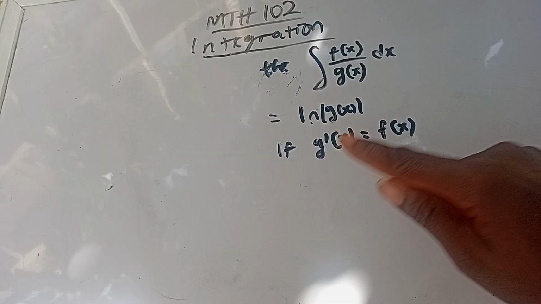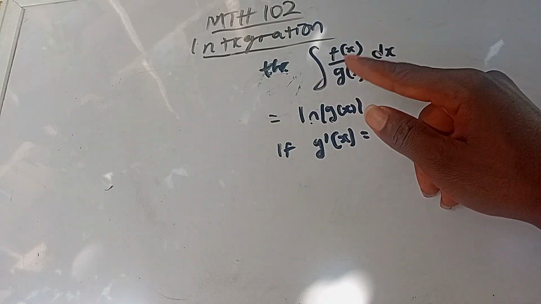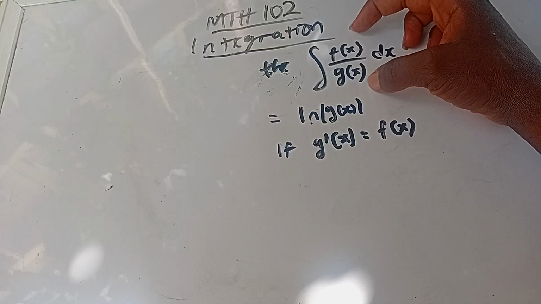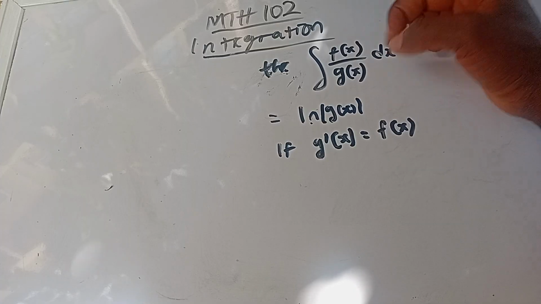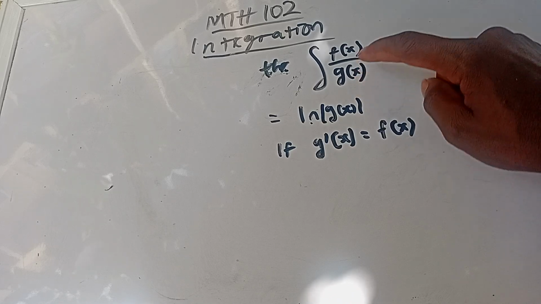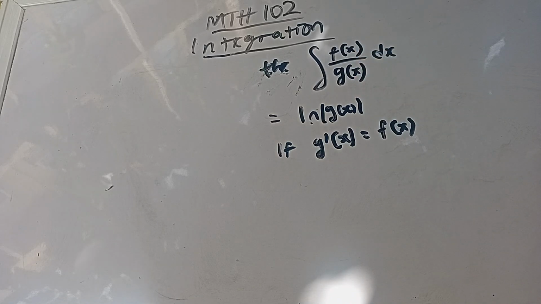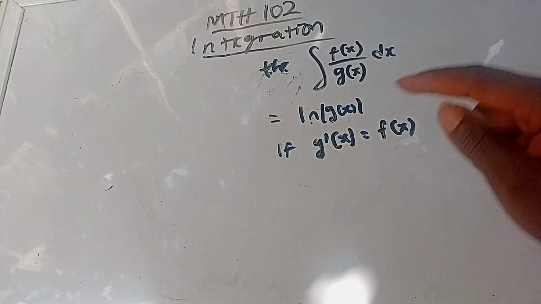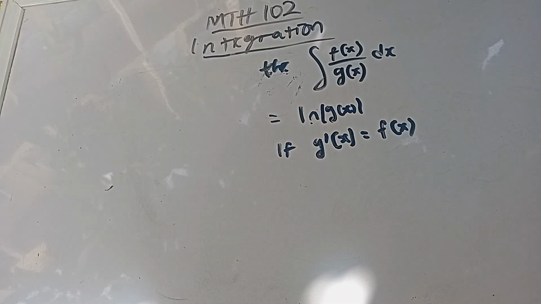What's the meaning of prime? That is, if you differentiate. So the integral of a rational function, I mean when you have a fraction, equals ln of the denominator if the derivative of the denominator equals the numerator. If you differentiate the denominator and the answer you get is the same thing as the numerator, then the final answer will be ln of the denominator.